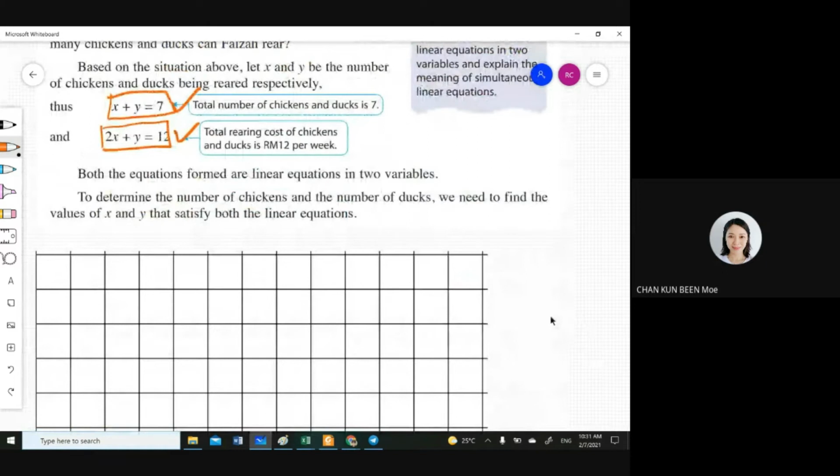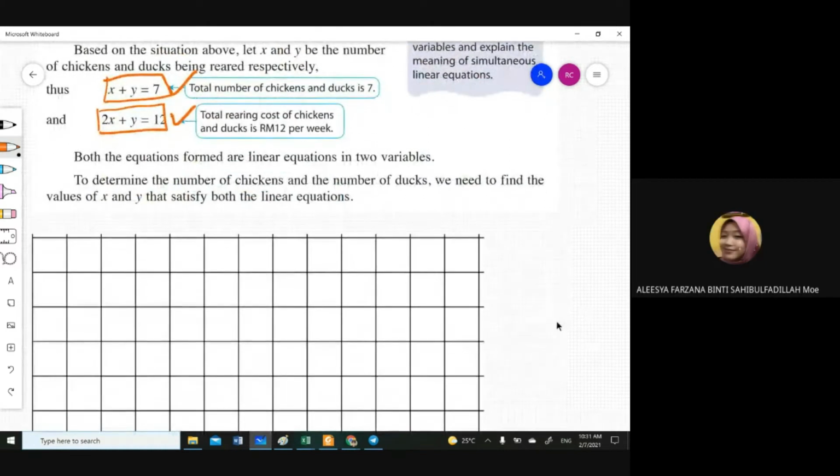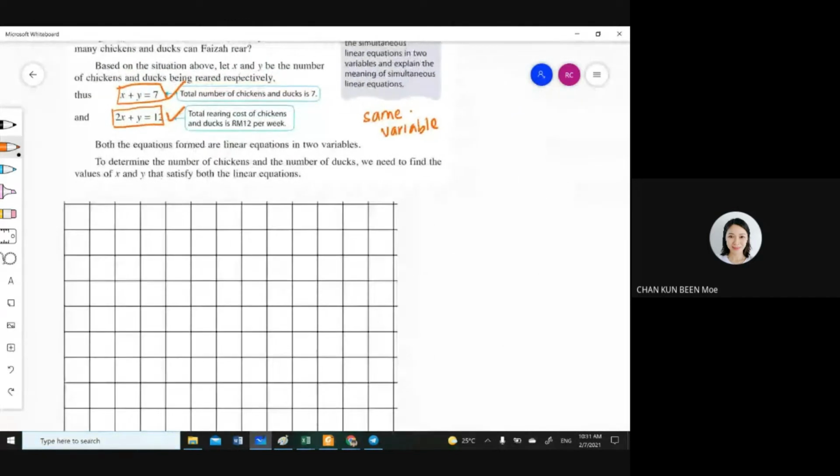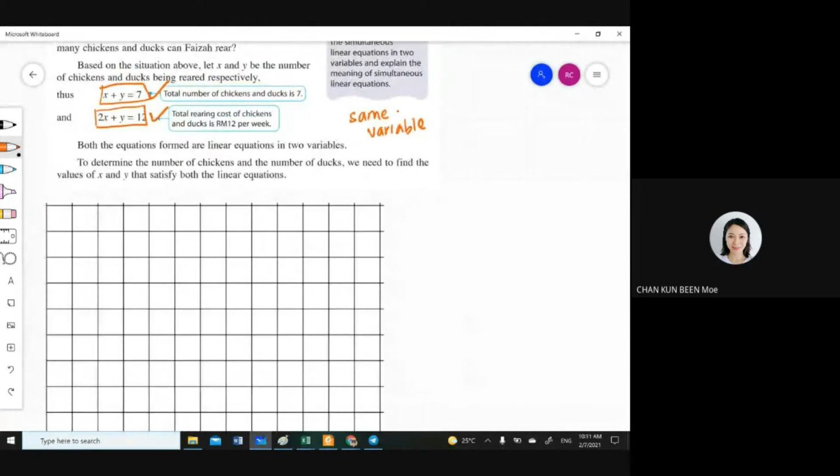Same variable. Yes, they must have the same variable. Only then can we solve it. Okay, now we are going to draw the graph. So this is a graphical method again.